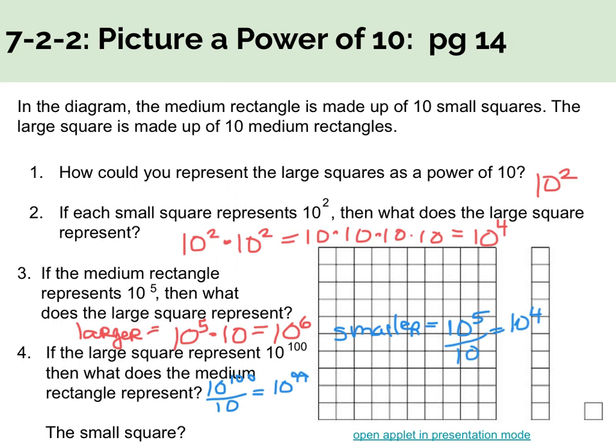Then what about the smaller one? Okay, so we want to look at the smaller one itself. So we're going to have 10 to the 100, and we're going to divide that by 10 to the second. And the reason for that is because we have a 10 here, and then here, and then we have to do it again here. So what would the answer for the smaller one be? Well, that's going to be 10 to the 98th power.